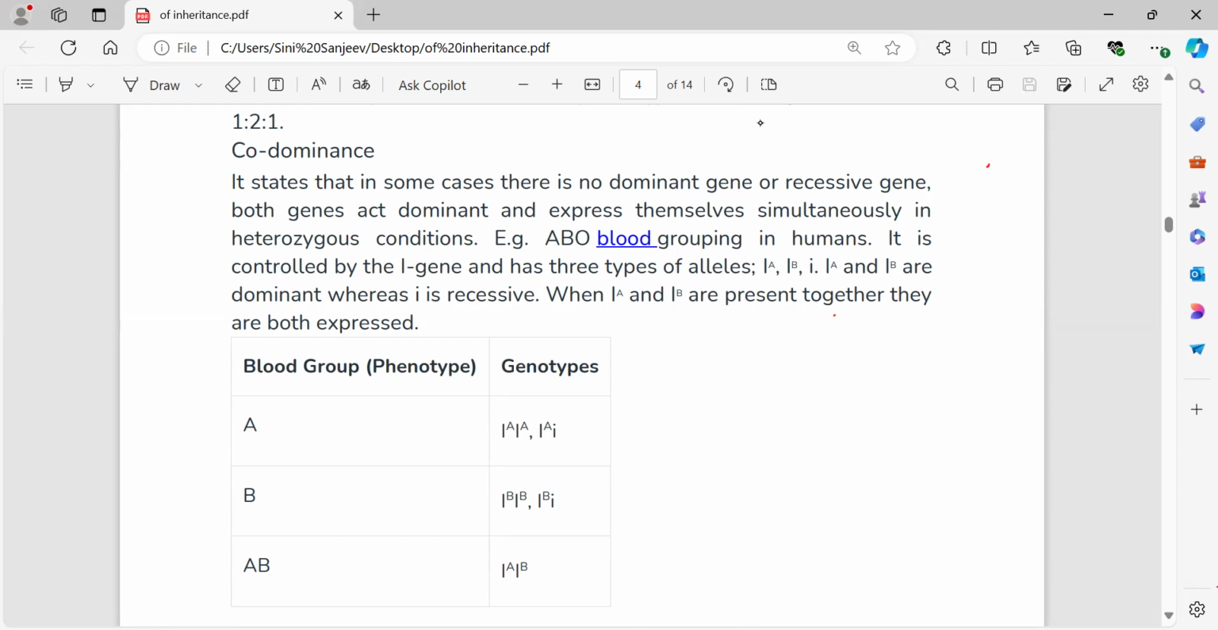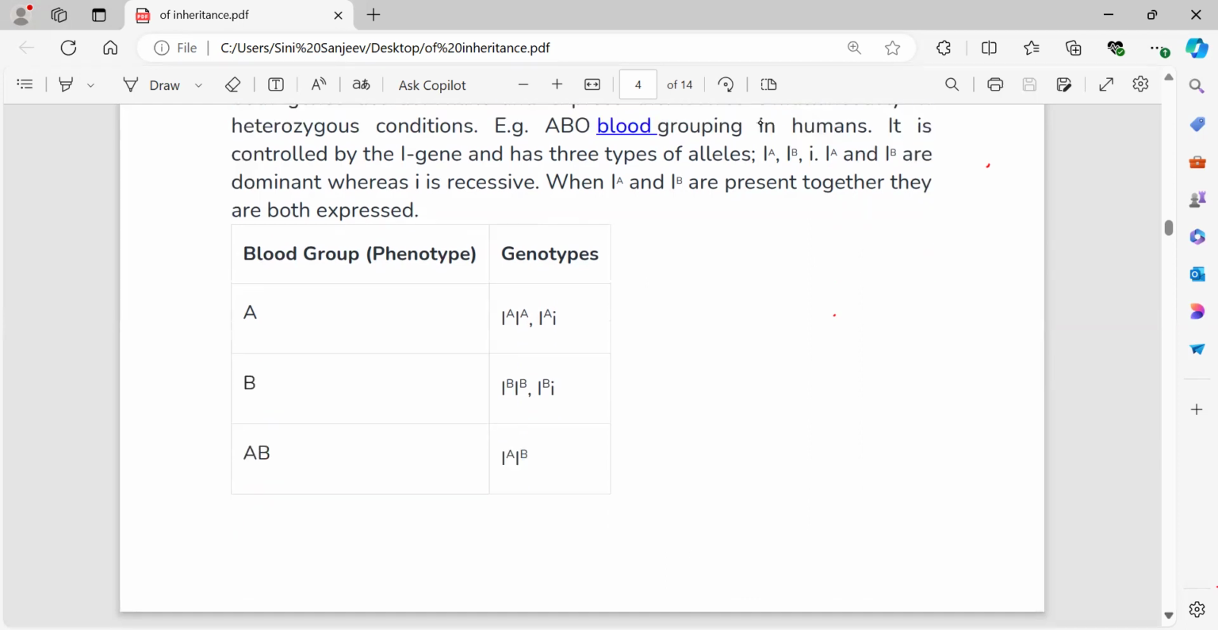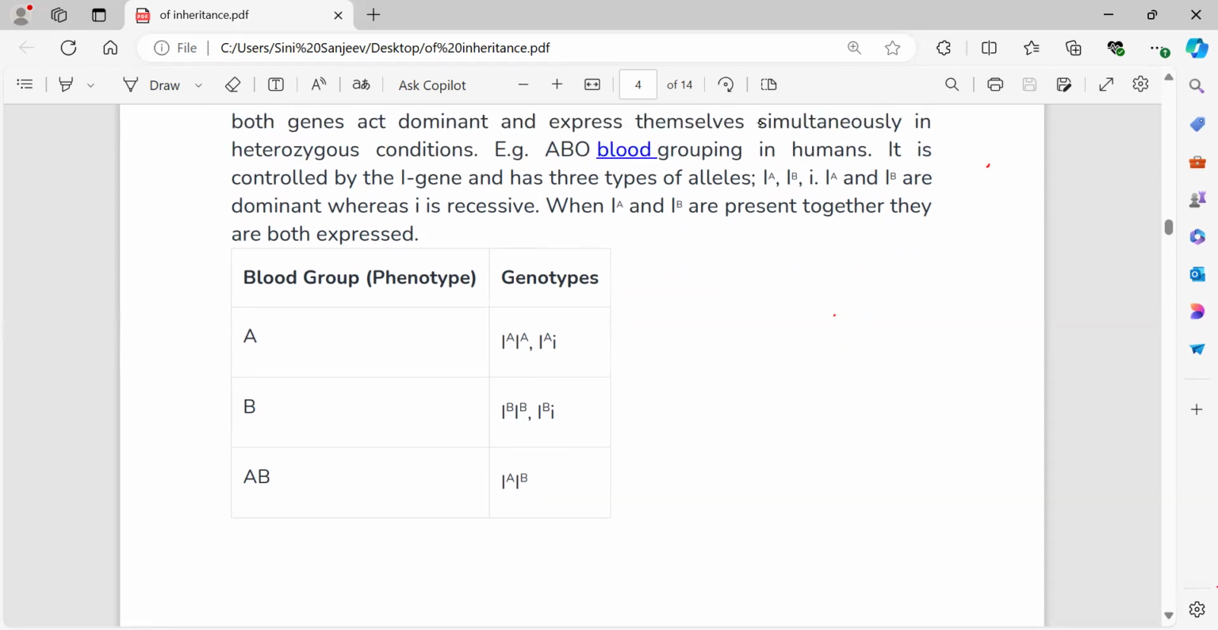So here, if you take A, B, and O, or AB, whatever you take, one will be dominant, whereas one will be recessive. For example, that particular I factor. If you take this A, what is the genotype we are getting? A is the phenotype, whereas the genotypes we got are IAIA and IAi. So three dominant and one recessive we have.